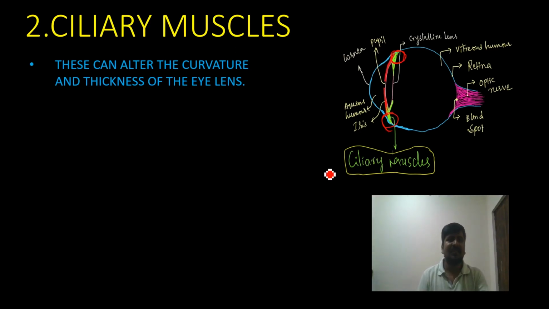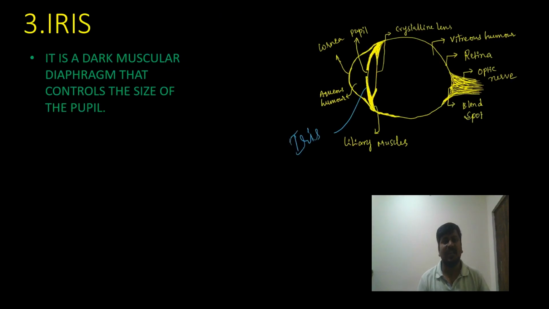Ciliary muscles can alter the curvature and thickness of the eye lens when you want to see far objects and near objects, according to the distance of the objects. So it will alter the thickness of the eye lens according to the object's distance. So that is about ciliary muscles.